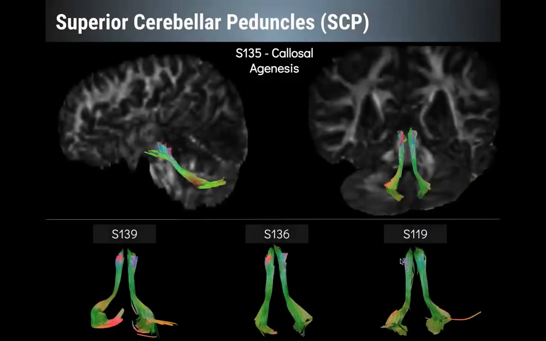This is the superior cerebellar peduncles. Again, no real issues here. Some extraneous tracks down here, but pretty easy to identify.